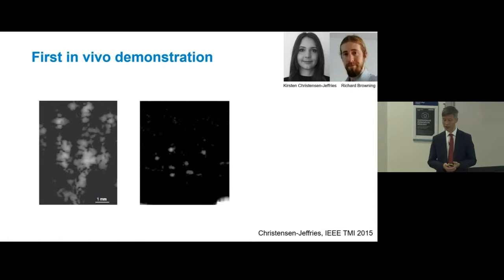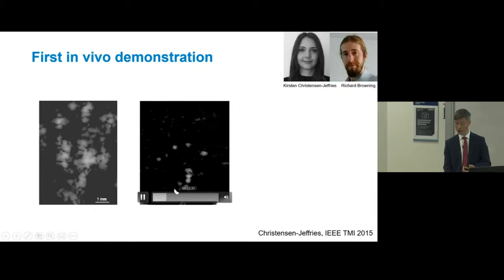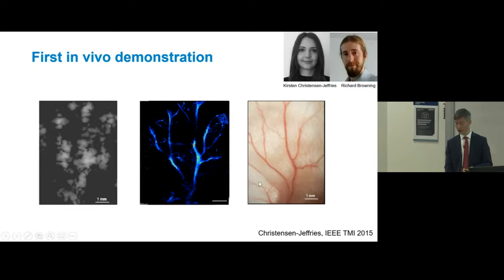Kirsten and Richard have really pushed this to in vivo demonstration. This is a mouse ear, where we put in the contrast agent, and then we localize the bubbles, and in the end accumulate them, and you can generate these really nice microvascular images. And just to say, this is the first ever demonstration of this super resolution in vivo. We chose the mouse here because we have the ground truth, not because it's easy.